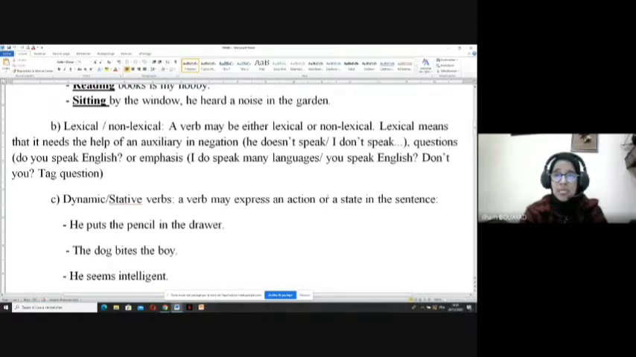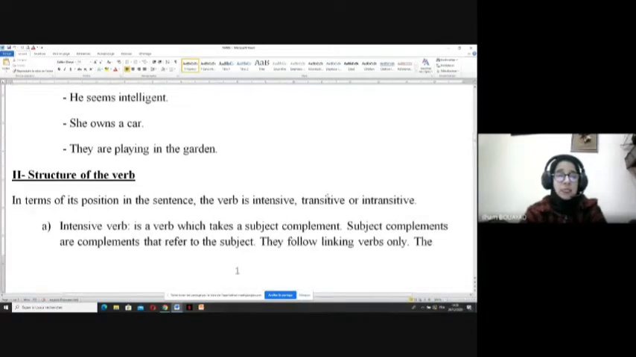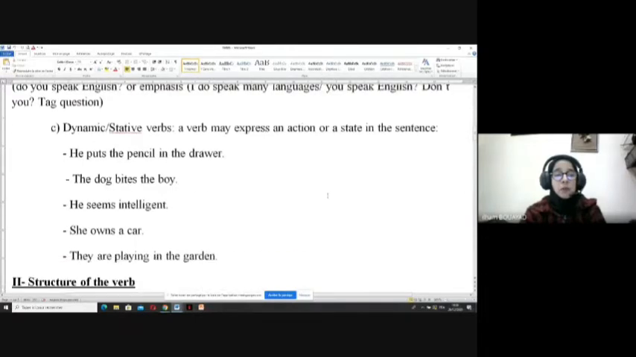You may say it's lexical because you have "don't." But if I have another sentence, "I needn't take my umbrella," here "need" is a modal auxiliary. That is non-lexical because it doesn't need any other auxiliary to make a negation. Okay, so moving from lexical, non-lexical, verbs might also be either dynamic or stative.